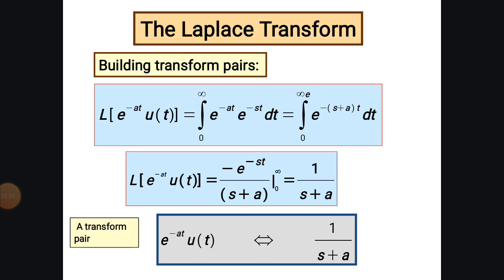Okay, then first is building transform pairs. So the pair is the Laplace transform of e raised to minus at into u of t. u of t is a unit step function that is considered as 1.